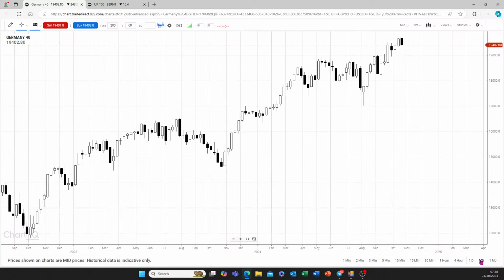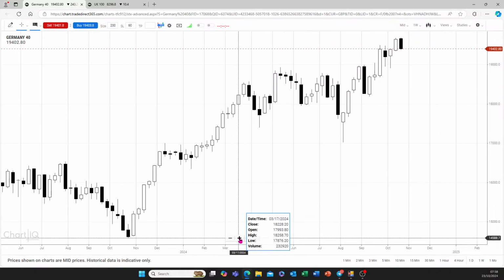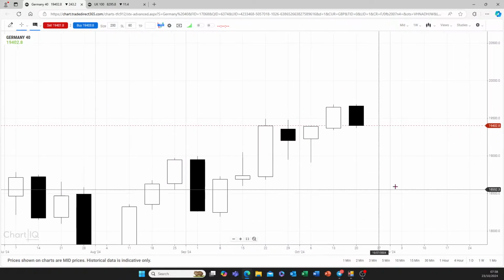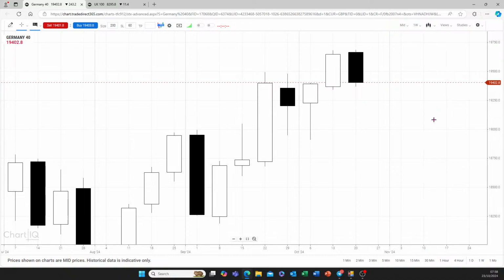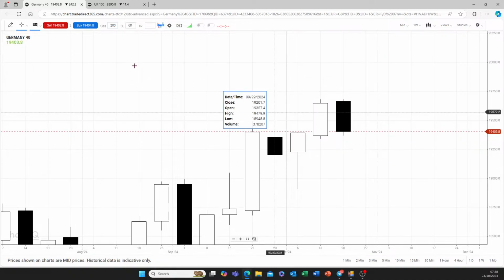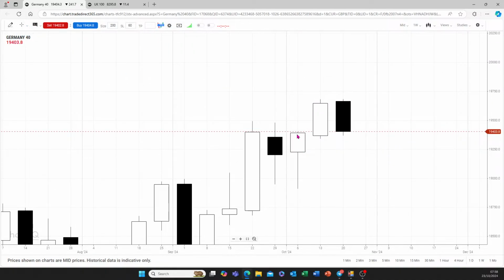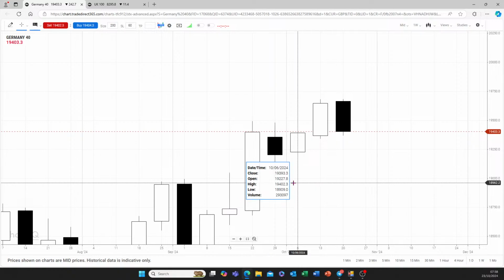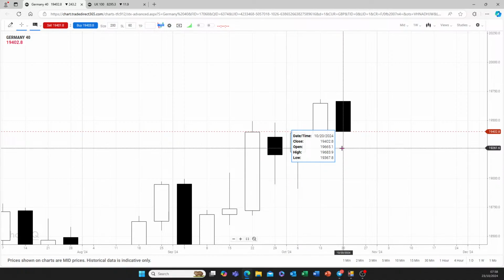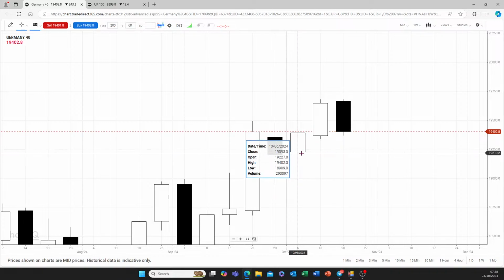So let's look at the weekly chart. Yesterday, the DAX, I don't know if you can see this, but it touched. If I put data on, you'll see that the high of the week past last week was 19,402. That was the high. And yesterday's low was 19,367, I think.